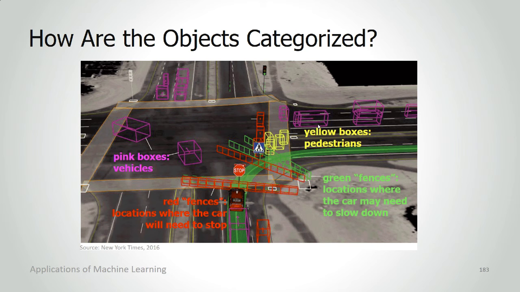Here's an example. We have a scene, we have data gathered from our sensors, and we're going to have to annotate this image with what are called surrounding boxes. Here you have some pink boxes that annotate that this is a vehicle. These yellow boxes indicate pedestrians. This green fence indicates locations where the car may slow down because it's a curve. Red fences are locations where the car will need to stop. So somehow all this semantic information needs to be annotated. How's that done? Well, we'll talk a little bit about that.